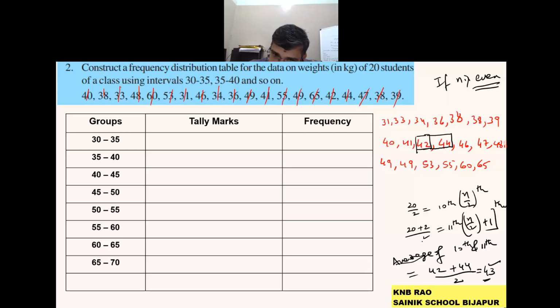Who are the 2 fellows? When n is even, they are the n by 2th fellow and the next fellow. N by 2th means if 20 fellows are there, 20 by 2 is 10 and the next fellow of 10 is the 11th. So the n by 2th fellow as well as the n by 2 plus 1th fellow, their average will become the median.